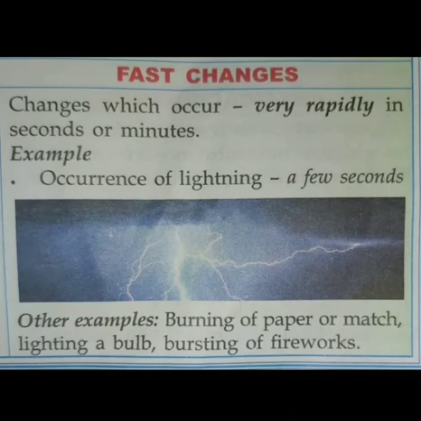Clear? The changes which occur very rapidly in a few seconds, that is known as what? Fast change. For example, burning of matchsticks, roasting of crackers, lighting of a bulb, burning of paper, wood, fuels. That is an example of what? Burning of fuels is an example of fast change. Or you can say that the changes which occur in a few seconds, this is known as what? Fast change. Clear? See that burning of fuels is an example of fast change.